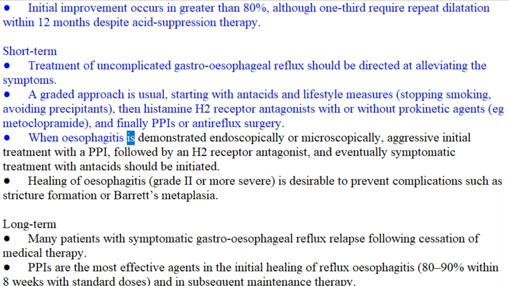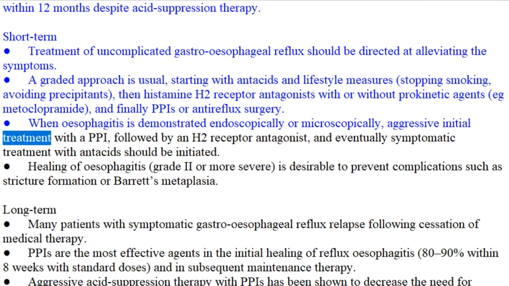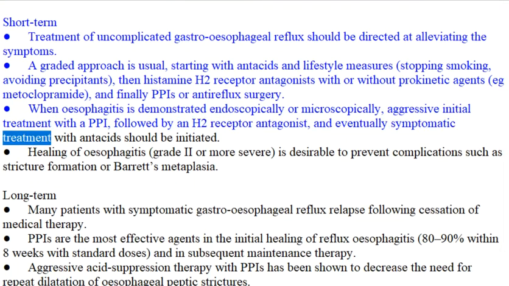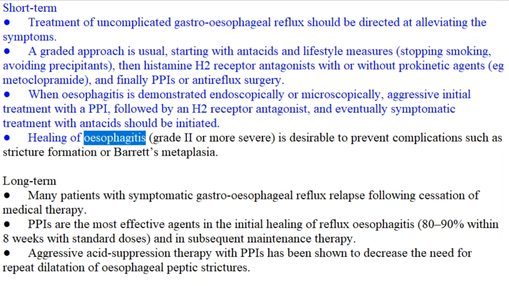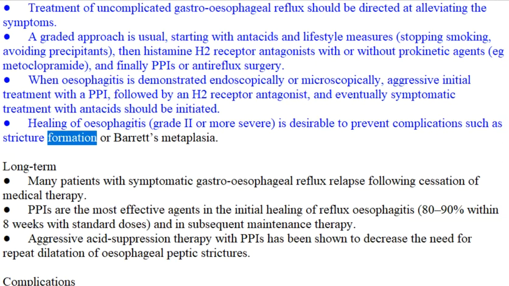When esophagitis is demonstrated endoscopically or microscopically, aggressive initial treatment with a PPI, followed by an H2 receptor antagonist, and eventually symptomatic treatment with antacids should be initiated. Healing of esophagitis, grade 2 or more severe, is desirable to prevent complications such as stricture formation or Barrett's metaplasia.